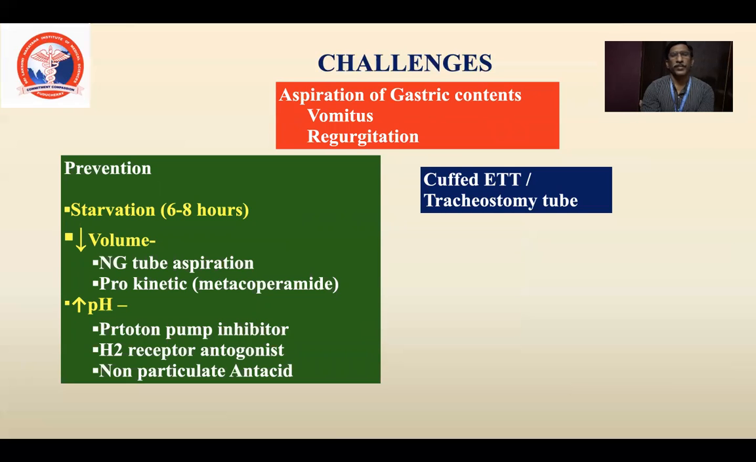Then we can use a cuffed endotracheal tube or a tracheostomy tube. This cuff prevents the entry of gastric contents beyond the vocal cords. So the cuff, to the maximum extent, will prevent the entry of liquid beyond that point.